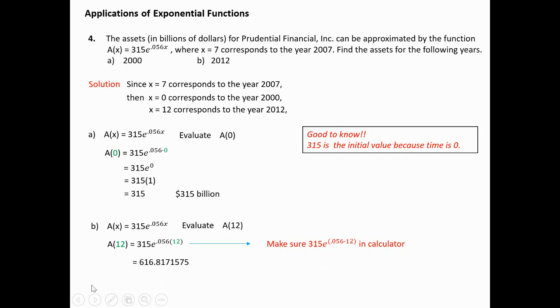Okay? So if we do that, we should get something like 616.817155. Round it off to the tenth place. So it's going to be $6.8 billion approximately.